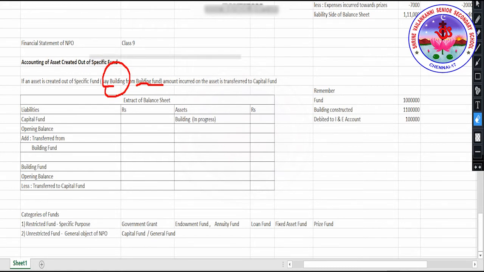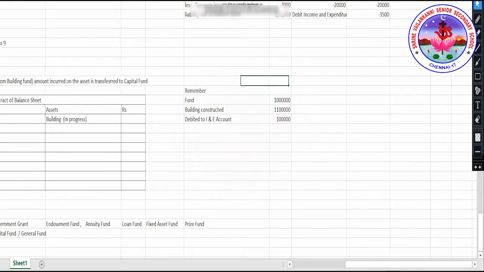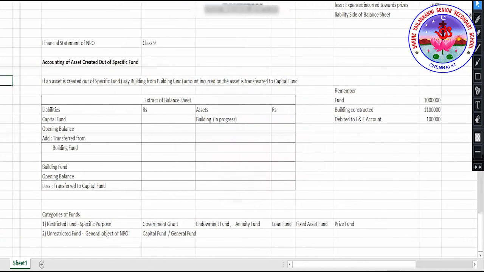Now let me read out whatever I have written. If an asset is created out of specific fund, say building from building fund, amount incurred on the asset is transferred to capital fund. Now what do you mean by this? Whatever is the amount that has been incurred, that will be transferred to capital fund.